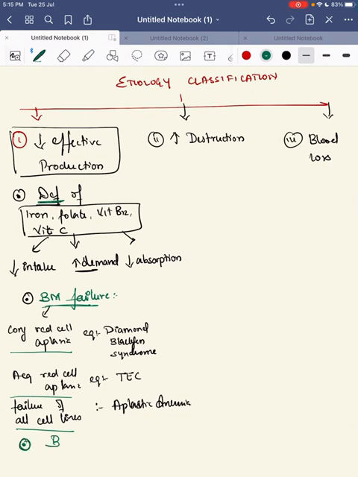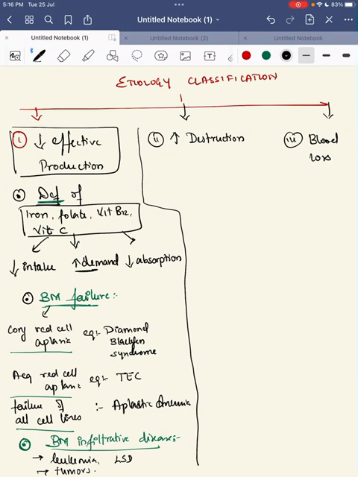The third reason can be due to bone marrow infiltrative disease. So bone marrow infiltrative disease can be either leukemia, lysosomal storage disorders, or tumors, metastatic tumors. Okay, so these are the 3 main reasons for decrease in the effective production of the RBCs. Next we'll move on to the increased destruction. In increased destruction, it is mainly hemolytic anemia.